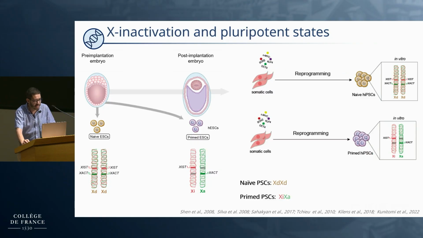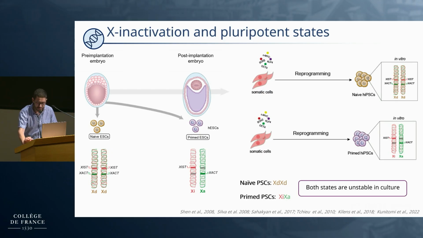These states can be recapitulated in vitro. If we derive ES cells in naive conditions, we get X chromosome dampening. If we derive them in primed conditions, we get X chromosome inactivation. The same occurs upon somatic reprogramming into naive or primed induced pluripotent stem cells, or iPS cells. However, both X chromosome dampening and X chromosome inactivation in naive and primed cells are very heterogeneous and unstable.